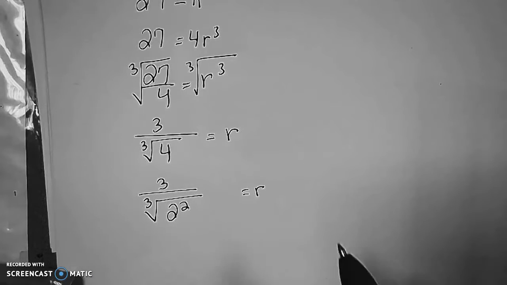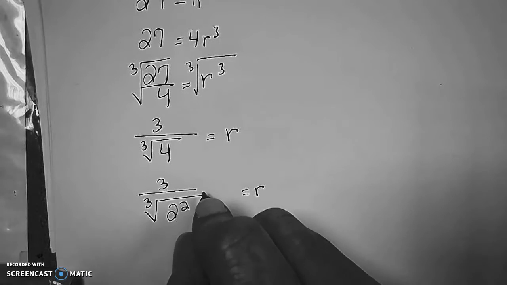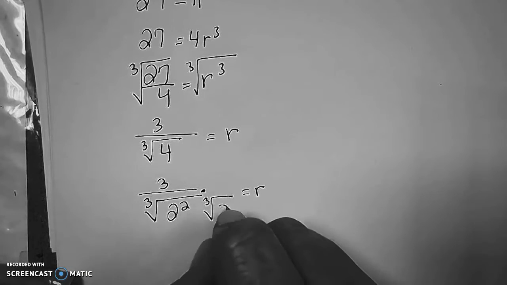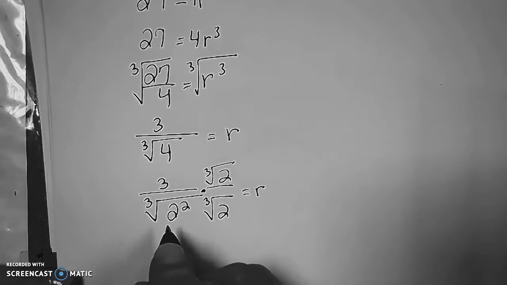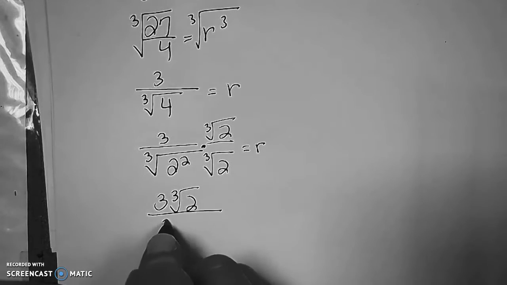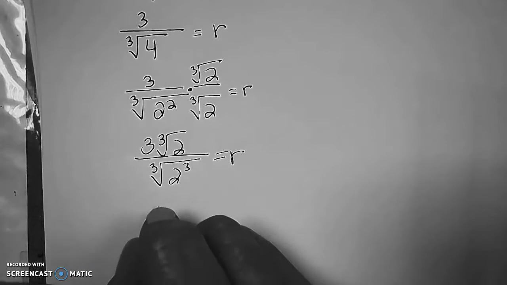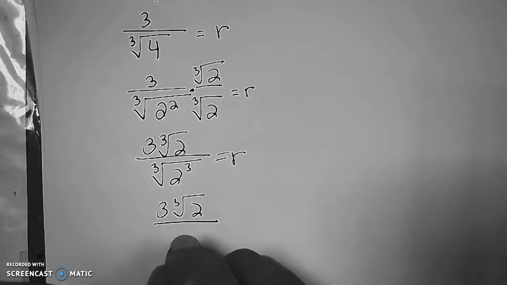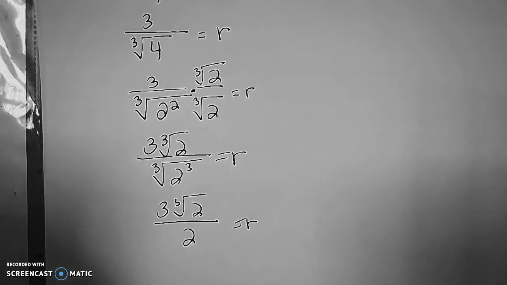And so in order to cancel out a cubed root, I need to have my exponent be a 3. So instead of writing this as 2 squared, I need another 2, which means I'm going to multiply both the numerator and denominator by the cubed root of 2. So in the numerator, I will have 3 times the cubed root of 2. In the denominator, I now have 2 squared times 2. That's 2 cubed, and that's what I want because the cubed root and the cube will cancel each other out. And so there's your value for R.